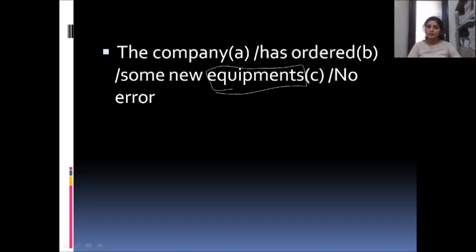Now, there are some nouns which are uncountable and we use them only in singular form. So equipments is such a noun which is always used in singular form, and if we write s with it, then it becomes wrong. So we should have written equipment. So our correct sentence would be, the company has ordered some new equipment, and option C becomes your answer.